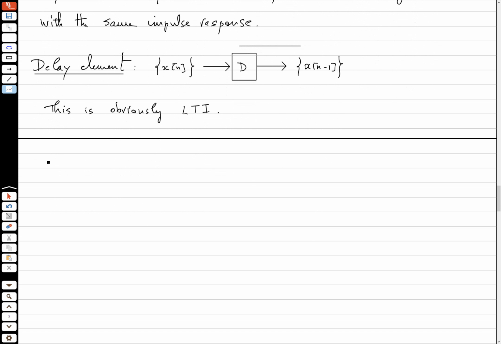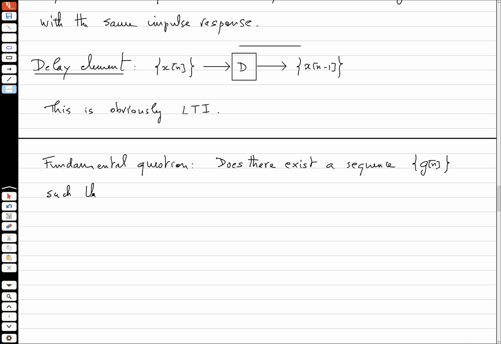Now is the difficult question, fundamental question. Does there exist a sequence g of n such that this is equal to this? And if so, what is g of n?